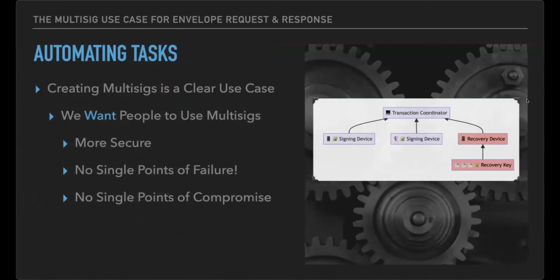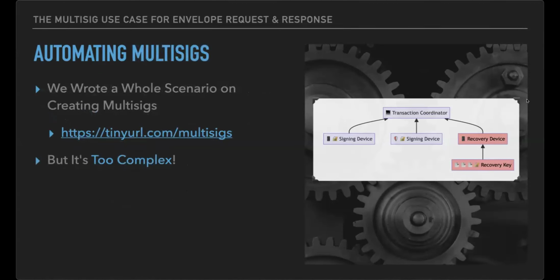So how does automation make that better? This use case that we've written on the creation of multisigs demonstrates the need for a request response system. Right now, we think multisigs are critical. As Christopher said earlier, we think they're the future of Bitcoin. They enable what we call smart custody without single points of failure or compromise. Even better, they're actually creatable today, which wasn't true when we started working on this 5 years ago.